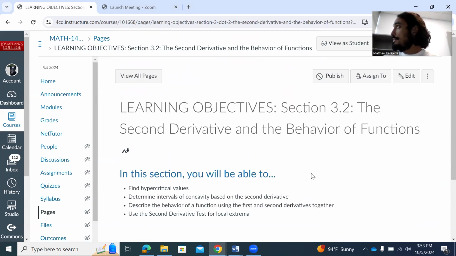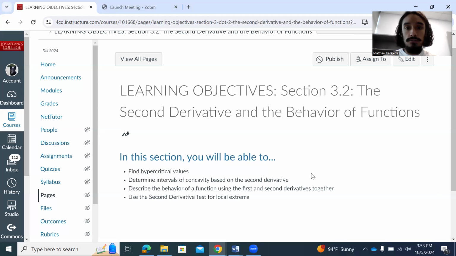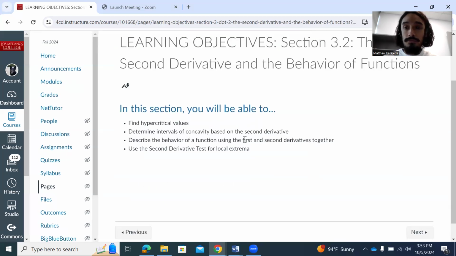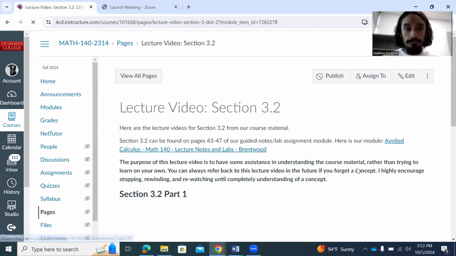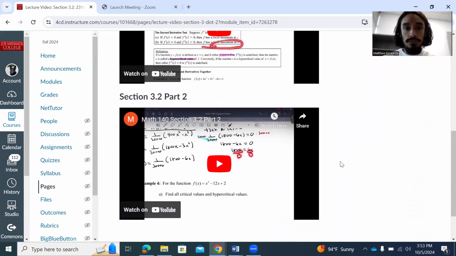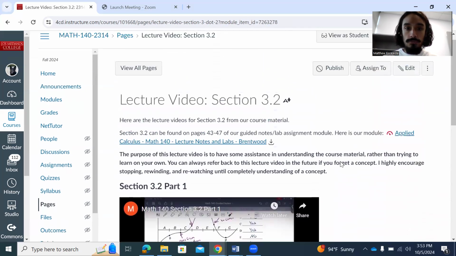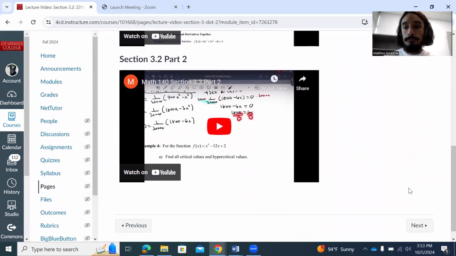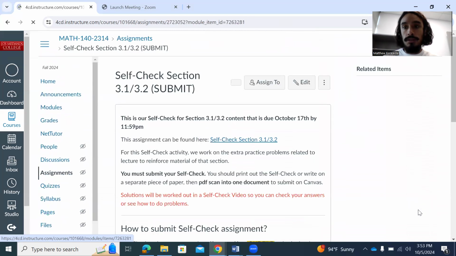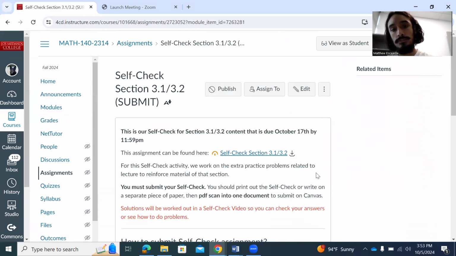And then the second section is 3.2, more derivative stuff, but this time it's more focused on the second derivative. We'll be learning hypercritical, concavity, and then second derivative test. That's mainly the concept for 3.2. Okay, so 3.2 is broken down into 2 videos. Also pace through that as well. 3.1 and 3.2 are just more applied with maximum mins. So watch out for those application problems, okay?